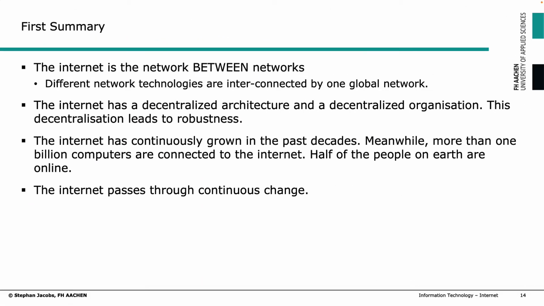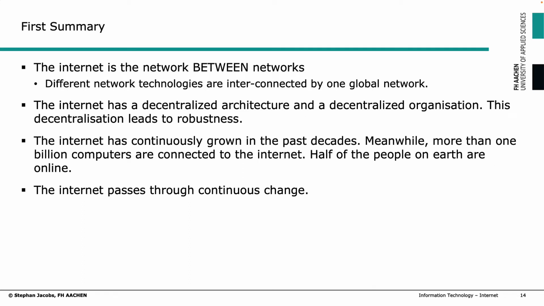Literally spoken, the internet is a network between networks. So in the past, different local network technologies were interconnected by one global network. It is important to understand that the internet has a decentralized architecture and a decentralized organization. This decentralization leads to robustness, but it leads as well to the fact that it's very hard to control the internet.